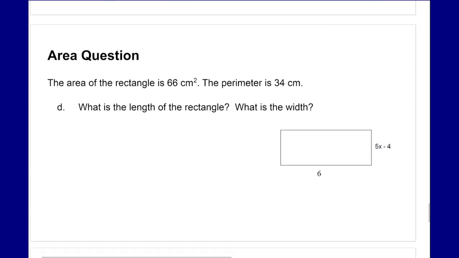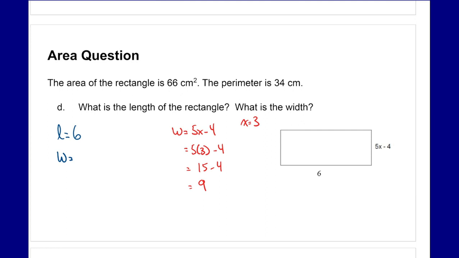So now the last step, we want to figure out what is the length of the rectangle and what is the width. Well, the length is 6. There's no x there. We don't have to plug anything in. We know it's 6. The width, on the other hand, is equal to 5x minus 4. But we know now that x equals 3. So we can take that value and plug it in. So 5 times 3 minus 4, 15 minus 4, or 9. So we now know that our width is 9. If we want to include our units, we would say 9 centimeters.